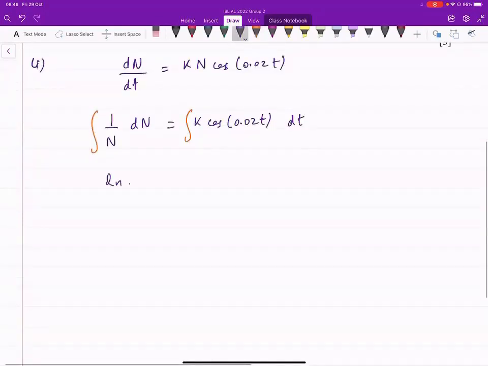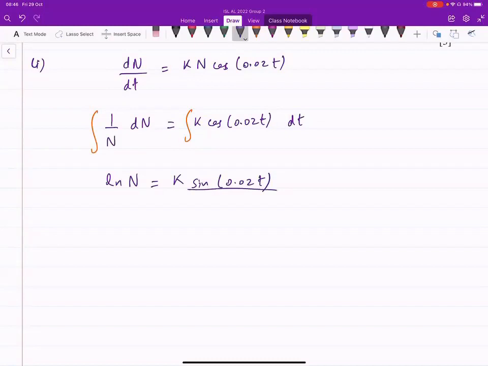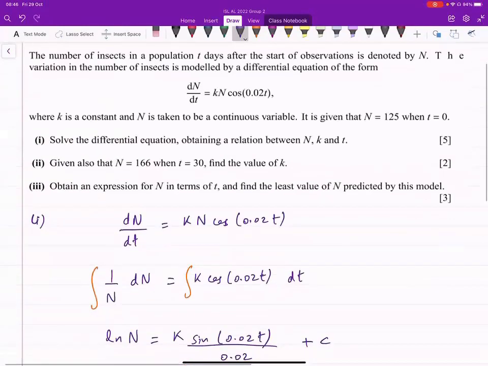On the left side, it becomes ln of n. On the right side, we've got a constant. K is a constant. A constant doesn't matter, it stays as it is. The integral of cos is sine. So that becomes sine of 0.02t, and then divided by 0.02, the derivative of what is inside, plus c. Okay? So that's your solution. But what did it say? You have to simplify this and obtain a relationship between n and t. You have to get rid of c. You have to eliminate c. Okay?